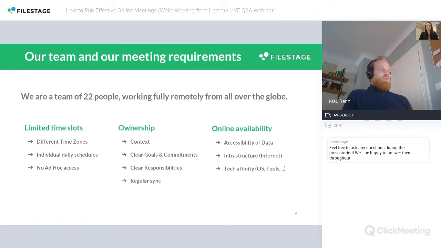And because we are remote, we don't have direct access, so we can't jump over to the workspace of the other and say, hey, let's grab a coffee and talk about this. We don't have this ad hoc access to each other.